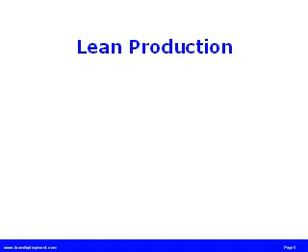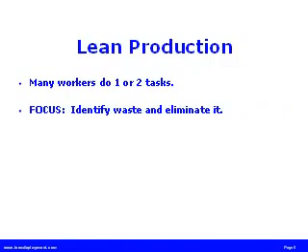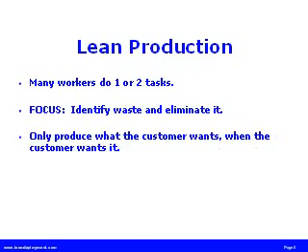So now we have lean production. Here, many workers still do one or two tasks. However, there's a change in focus. It's to identify waste and eliminate it. And we also only produce what the customer wants when the customer wants it.